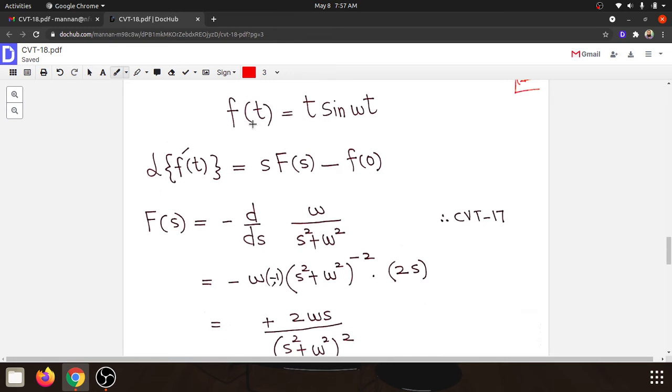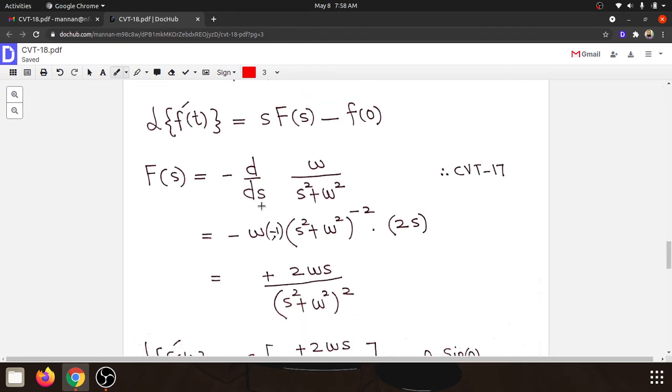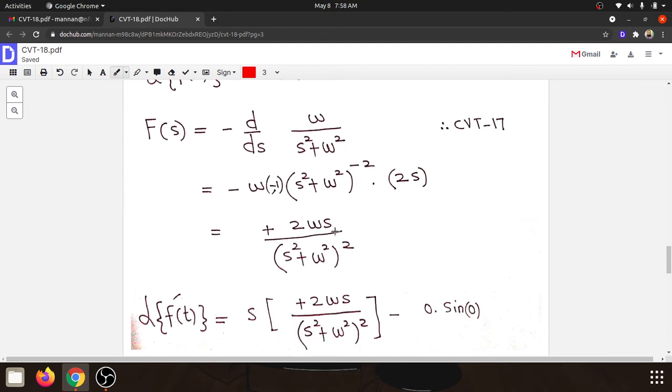Right, so F of s, this is the Laplace transform of f of t. So first compute F of s. We studied in CVT-18, the last lecture, that if you multiply t with any function f of t, the Laplace transform is minus d by ds of the Laplace transform of the second function. We studied that in CVT-17 lecture. So t sine omega t has a Laplace transform of minus d by ds times the Laplace transform of sine omega t. We compute this derivative and it comes out to be 2 omega s over s squared plus omega squared, the whole squared. We studied this in the last lecture.